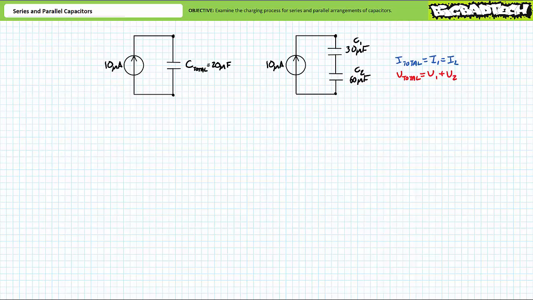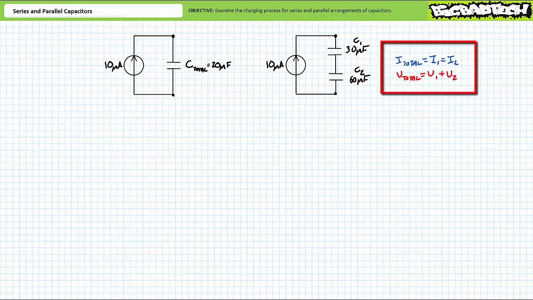As previously, let's make use of a 10 microamp current source, this time providing current to a series relationship of a 30 microfarad and a 60 microfarad capacitor. This series relationship yields a total capacitance of 20 microfarads. Despite the unequal capacitances, all series properties remain true.